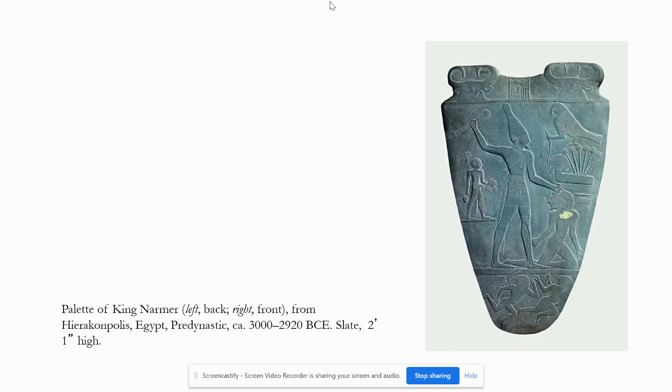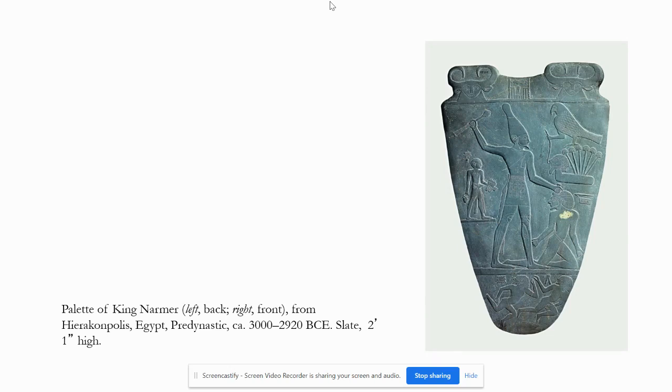This is a very, very early art piece from the pre-dynastic period. And what it shows is King Narmer in the center, right, defeating his foes. Now, I'll show you a video a little bit later on that talks about all of the iconography and breaks that down. You have gods and the prisoners being depicted here, but what I want you to focus on is the way that the human body is depicted.